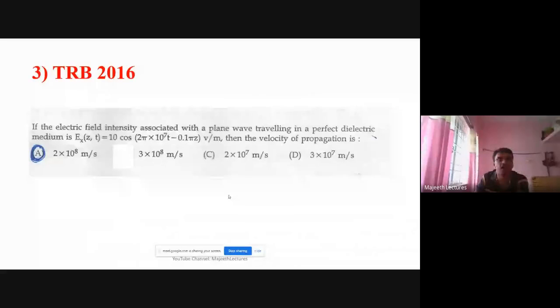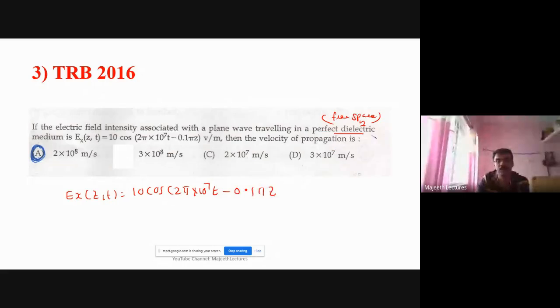Next one, you see, if the electric field intensity is associated with a plane wave traveling in a perfect dielectric, dielectric is nothing but free space. Free space acting as a dielectric. So please understand, both have the same character. So don't say dielectric is free space, but both have the same characteristics. So the same conditions apply. A wave traveling in a perfect dielectric medium with Ex is equal to 10 cos(2 pi into 10 power 7 t minus 0.1 pi z). Right? So what they ask is the velocity of propagation.